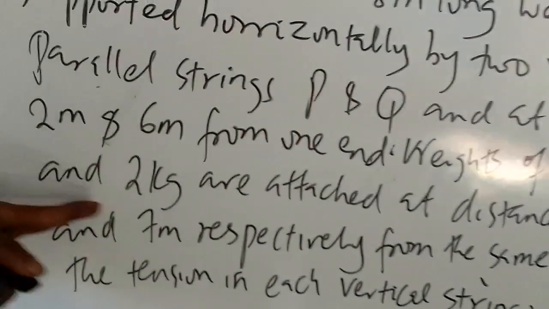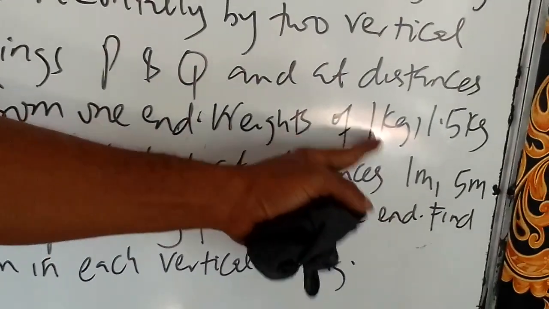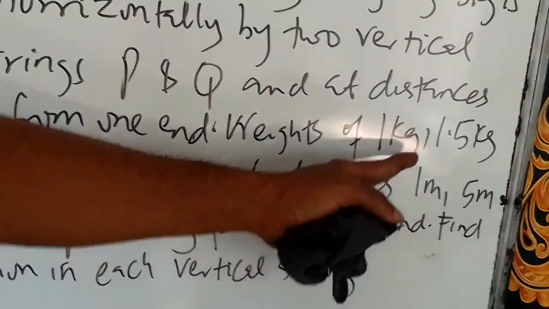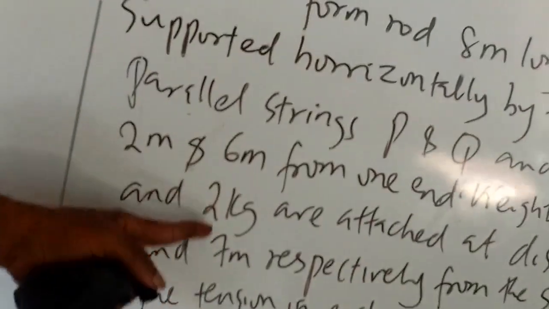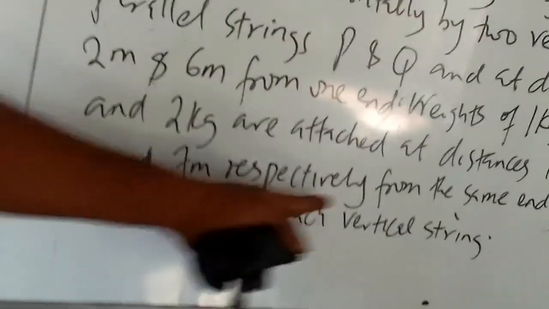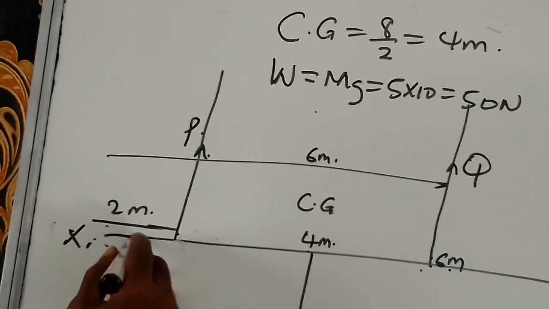Weights of 1 kg, 1.5 kg and 2 kg are attached at distances of 1 meter, 5 meters and 7 meters from the same end. Okay, let's go back to the diagram. We have a weight of 1 kg. So let here be 1 meter.